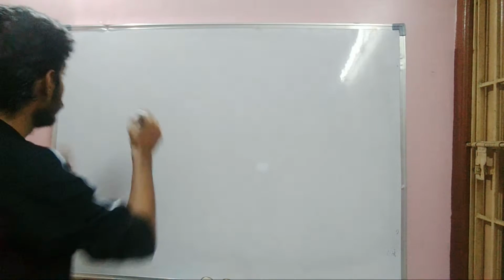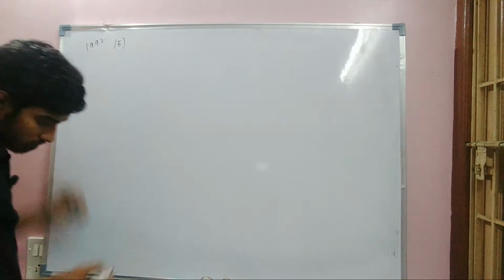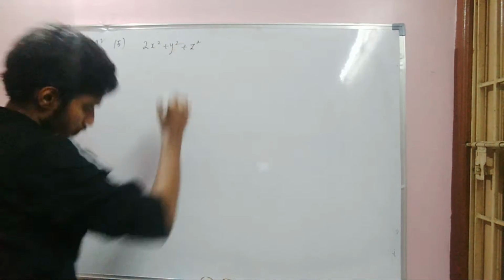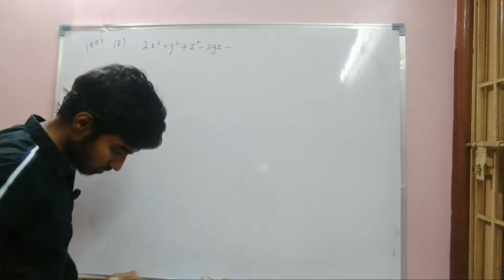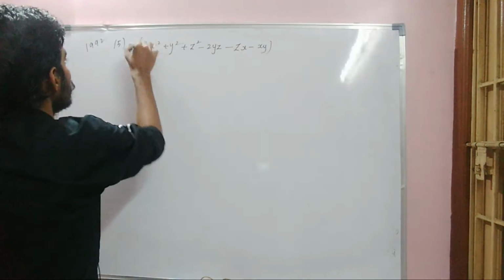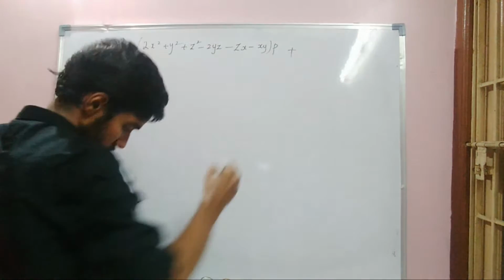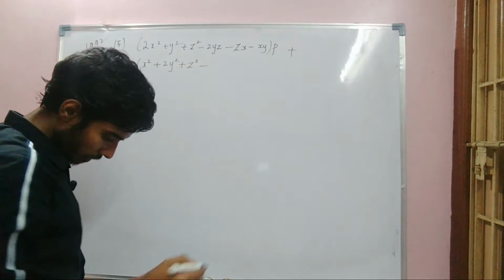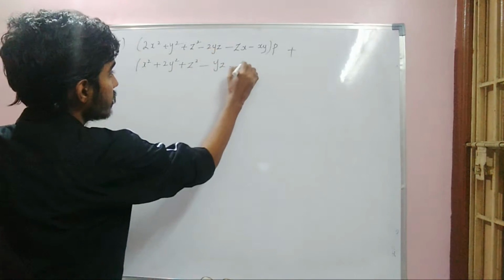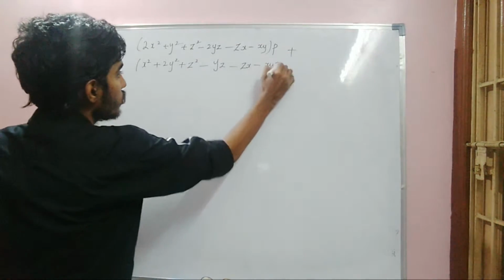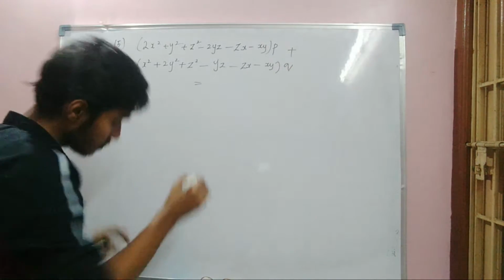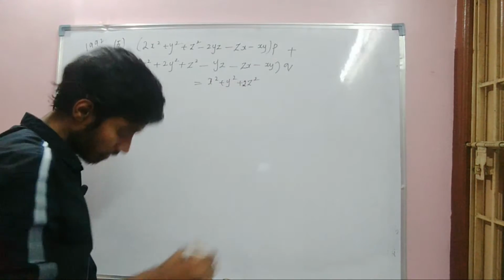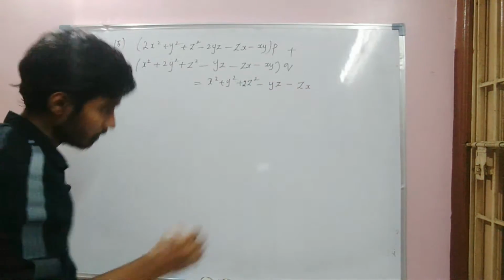Now the 1992, 15th problem. Two x square plus y square plus z square minus 2yz minus zx minus xy into p, plus x square plus 2y square plus z square minus yz minus zx minus xy into q, is equal to x square plus y square plus z square, so 2z square minus yz minus zx minus 2xy.